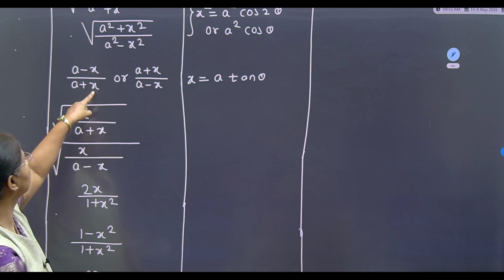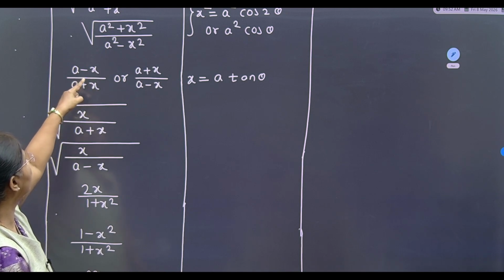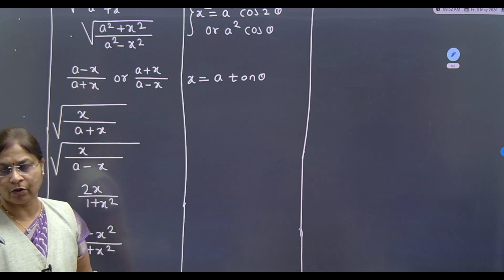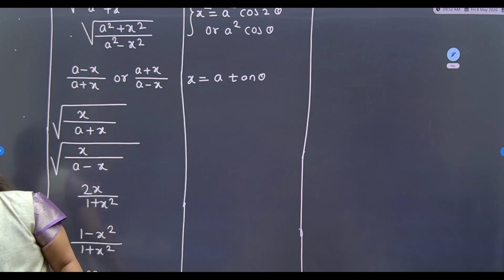Here also a tan theta. Then taking a common, 1 minus tan upon 1 plus tan. Then tan is equal to sine upon cos. Okay. And then the next step is cross adjustment.